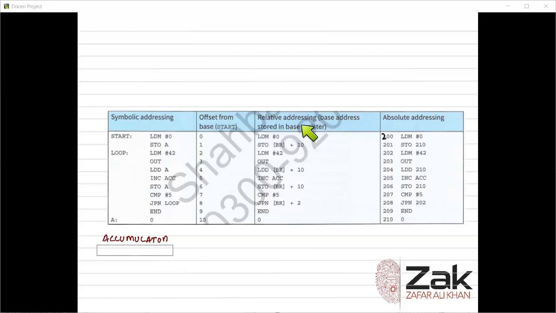This is relative addressing. This is another mode of addressing, like direct, indirect, indexed, immediate, and relative. So this is relative addressing, relative to the start of the program. Relative to the start of the program plus 10, relative to the start of the program plus 2. So the start of the program's instructions address is saved in the base register. Whenever a new program is saved, its first instruction address is always saved in the base register.